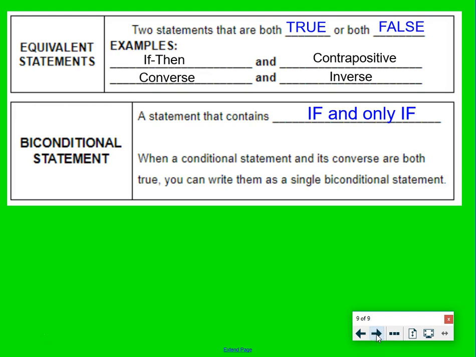Then a biconditional statement is a statement that contains if and only if. So when a conditional statement and its converse are both true, you can write them as a single biconditional statement. And we'll talk more about this in the practice that we do in class.